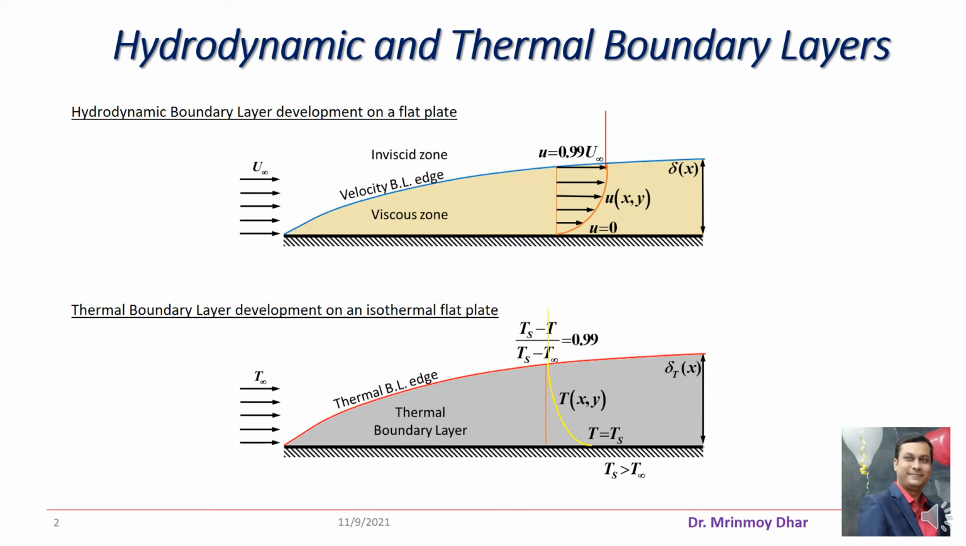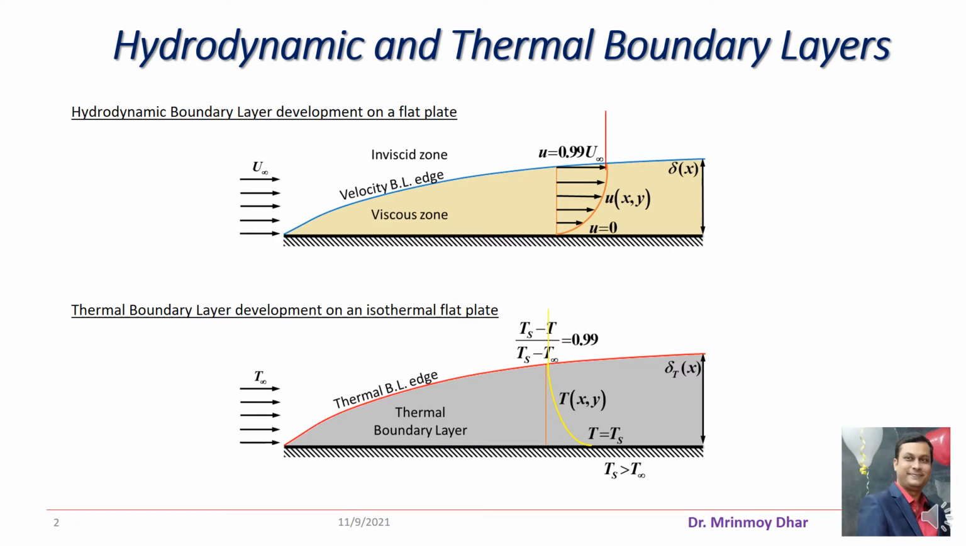Actually, when the velocity at the flat plate is 0, it increases till the free stream velocity. In reality, it has been seen that it cannot exactly attain the free stream velocity u infinity. It almost approaches the free stream velocity within less than 1% error. So it has been considered that at the boundary layer edge, u equals 0.99 multiplied by u infinity. So this is about the hydrodynamic boundary layer.